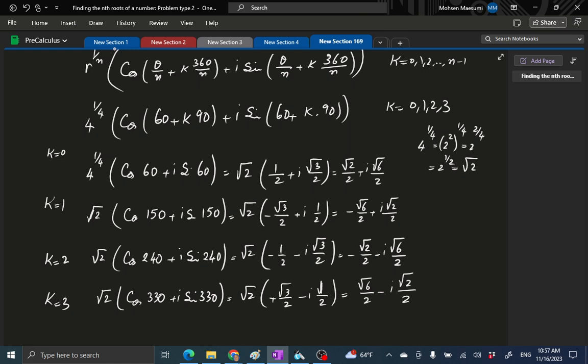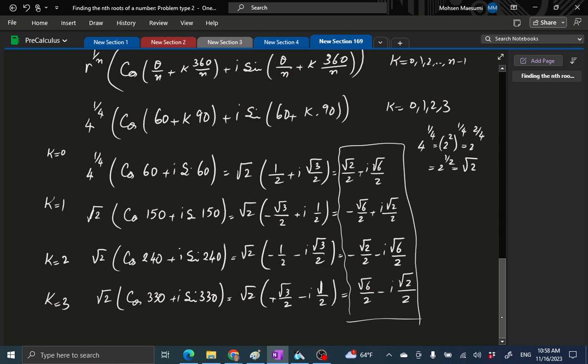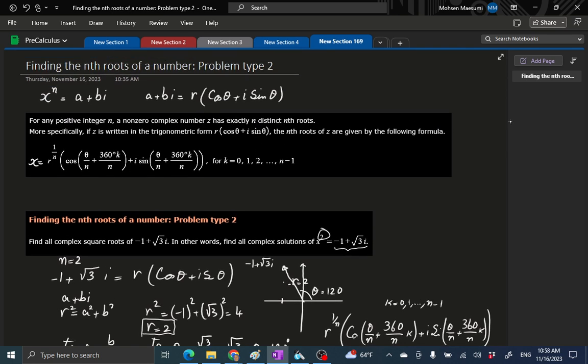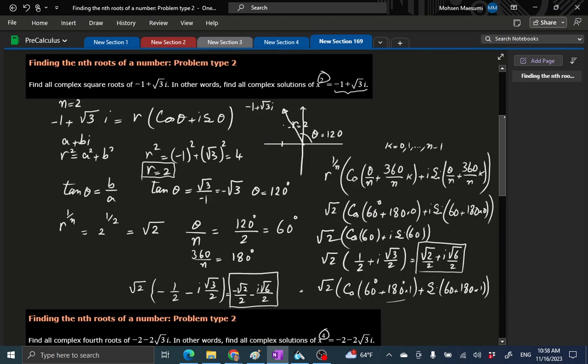So when we want to write the answer, we just list these four separated by commas, and we should be done. Okay, so we learned how to take a root of a number. A number is given to us in the standard form. We write it in the polar form.